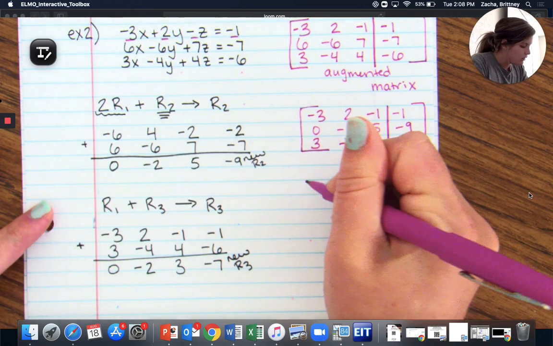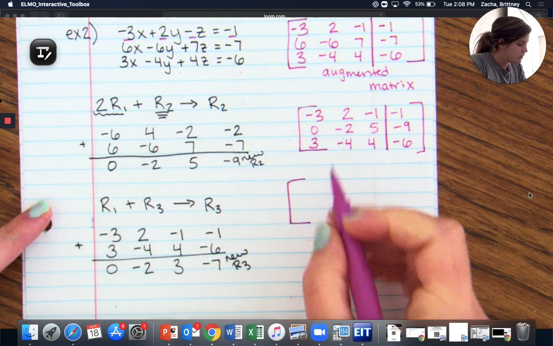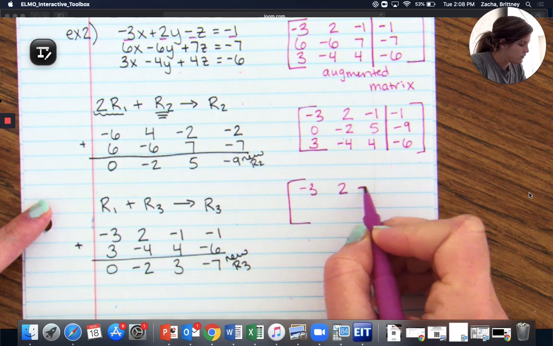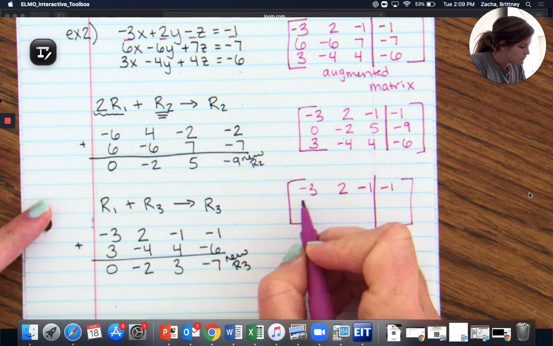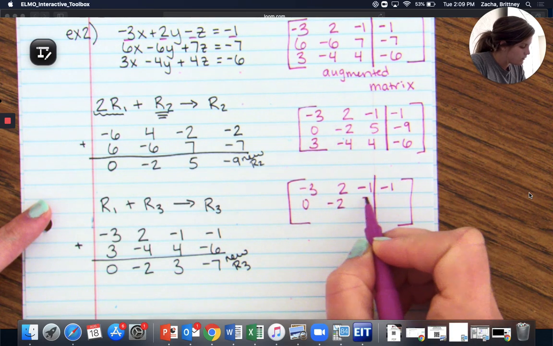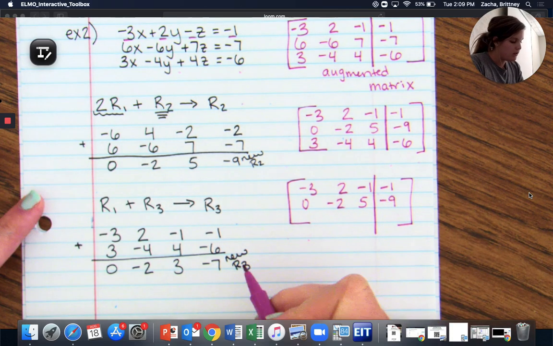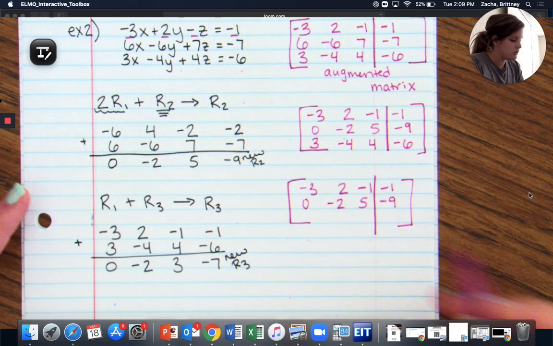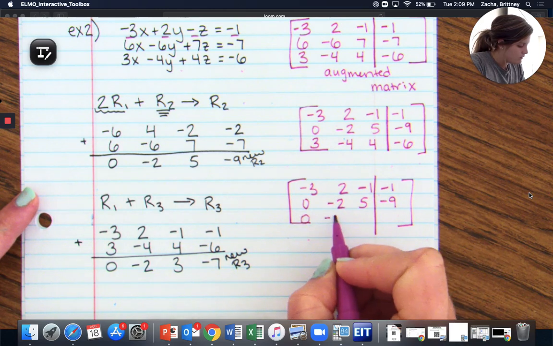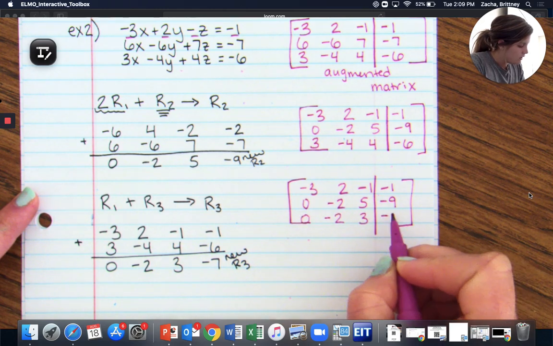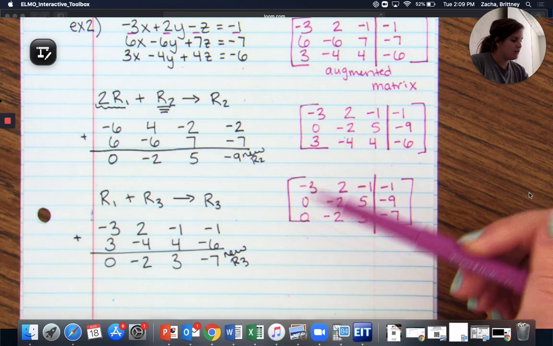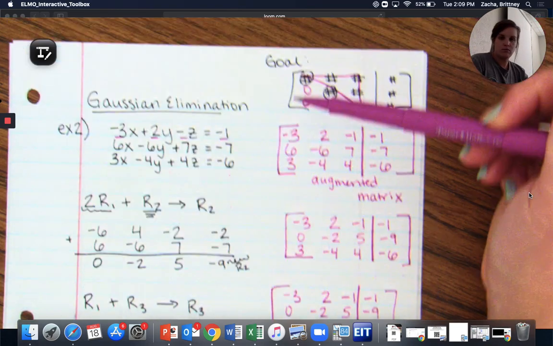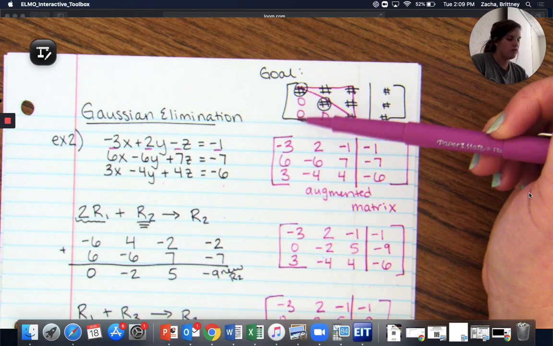So now I can come over here, write my new matrix. So negative 3, 2, negative 1, negative 1, 0, negative 2, 5, negative 9. And then my new R3 goes in the R3 position. So 0, negative 2, 3, negative 7. Cool. Okay, so we have 2 zeros. Okay, we've eliminated all those. Okay, we've eliminated those numbers to be 0 underneath this pivot.